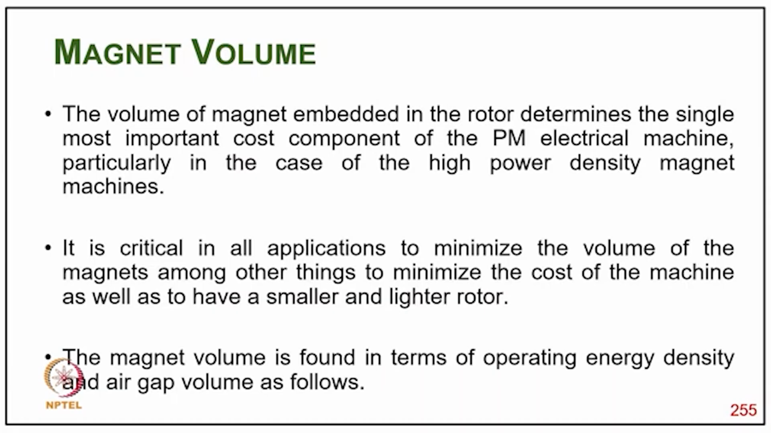Particularly in the case of a higher power density magnet machine, it is critical in all applications to minimize the volume of the magnets, among other things, to minimize the cost of the machine as well as to have a smaller and lighter rotor. So, magnet volume is found in terms of operating energy density and air gap volume as follows.